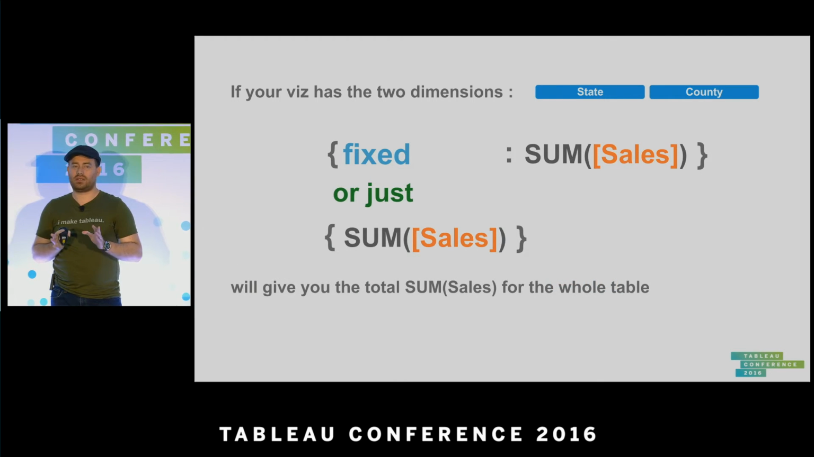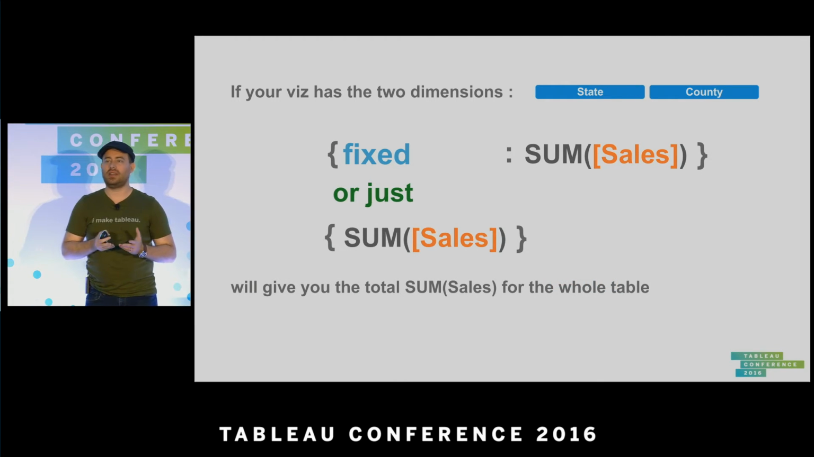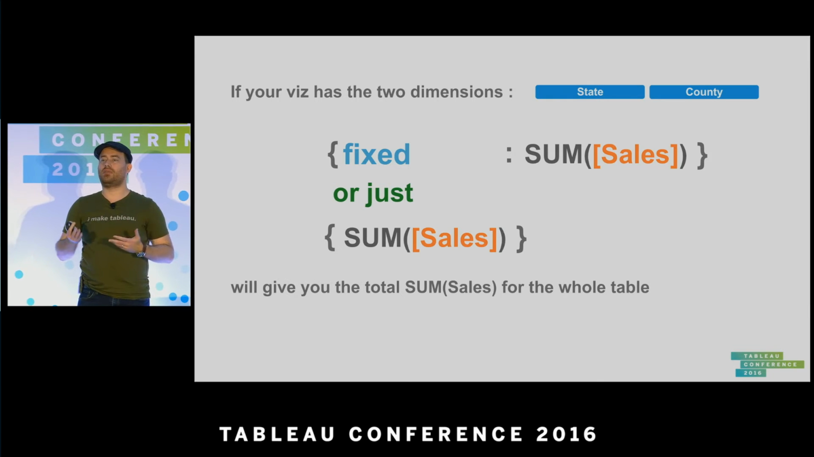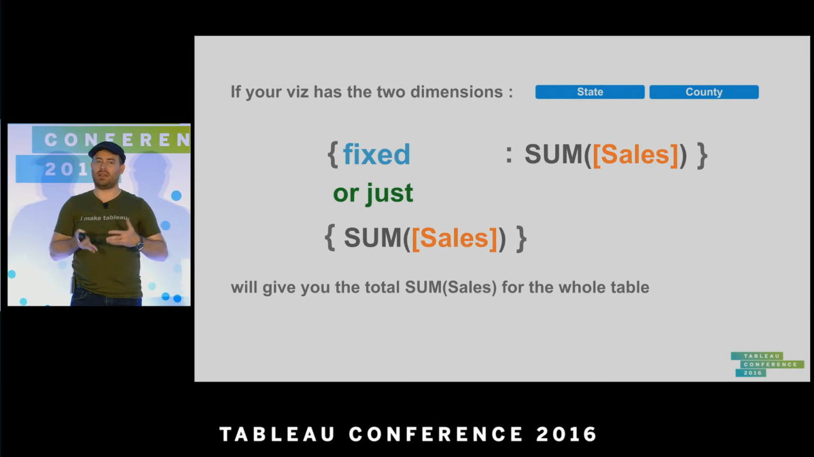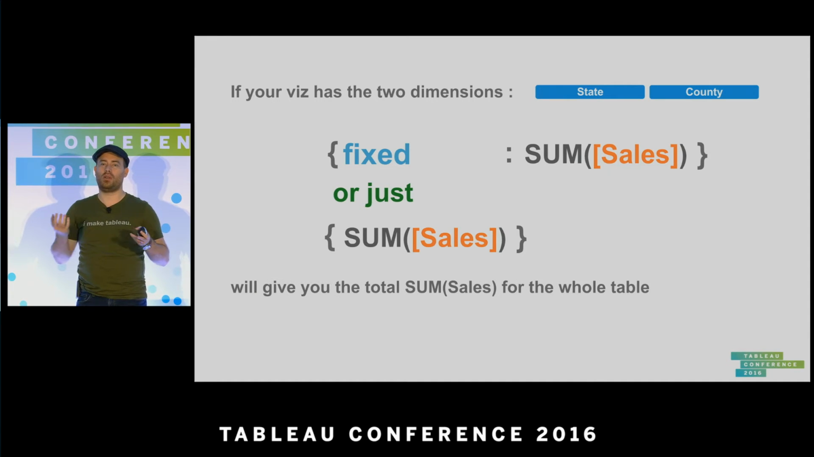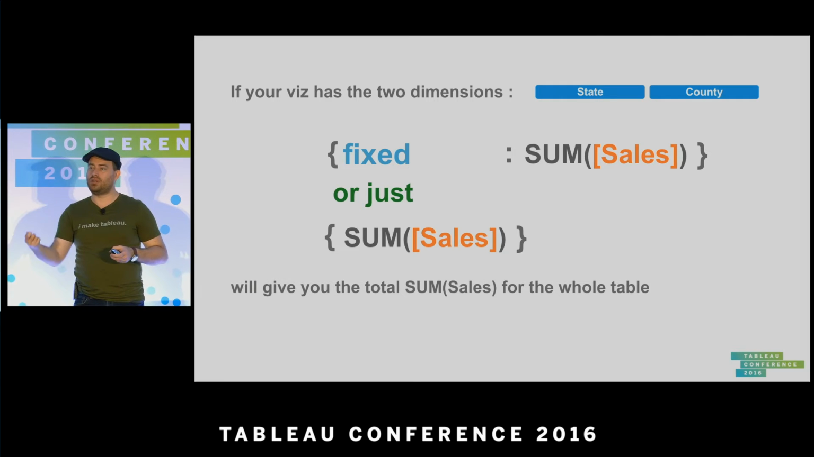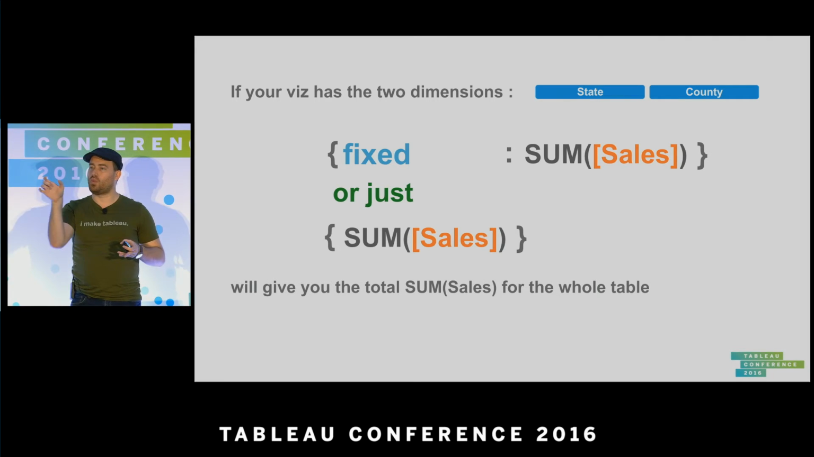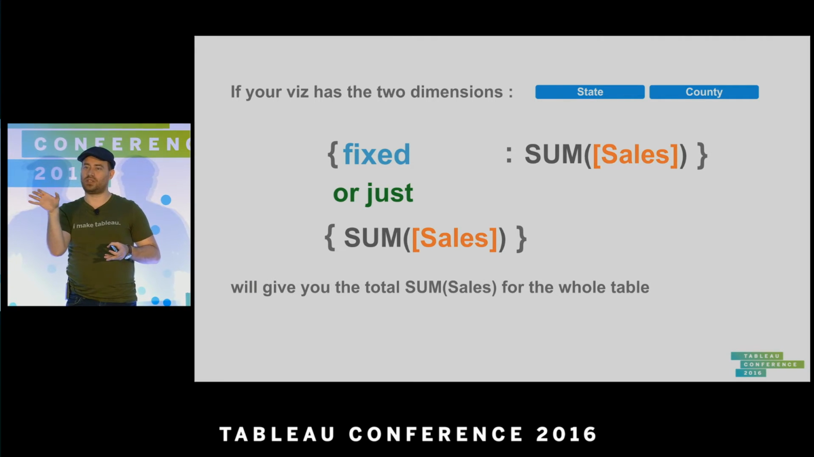But for fixed, there's a slight difference. So if you do fixed nothing, since there's nothing to inherit from the viz, you're adding nothing to nothing, which means Tableau will assume you want one value for the entire table. It's as if you drag the measure into the view, there are no dimensions, you get just one value. I'm sure everyone hit this the first time they downloaded Tableau.